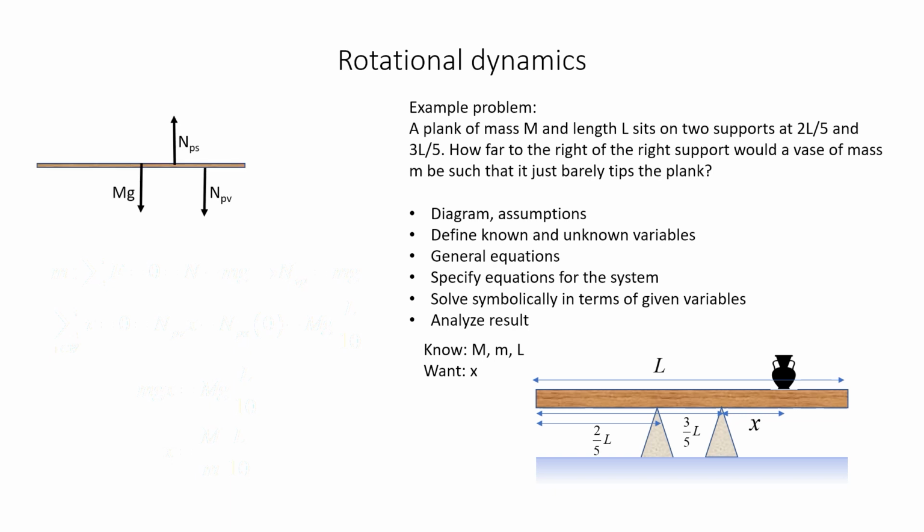We start by drawing an extended free body diagram of the plank. I'm leaving off the normal force of the left fulcrum. That's because just barely tipping means that that normal force would just go to 0. So I have Mg, the gravitational force at the center of mass of the plank. I have the normal force on the plank from the support, and I have the normal force on the plank from the vase.